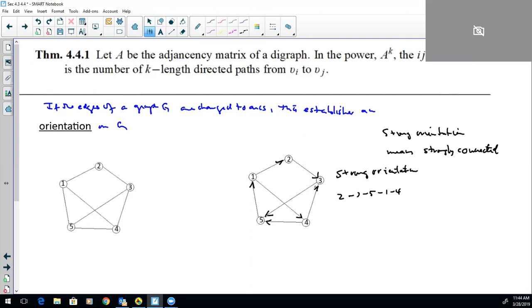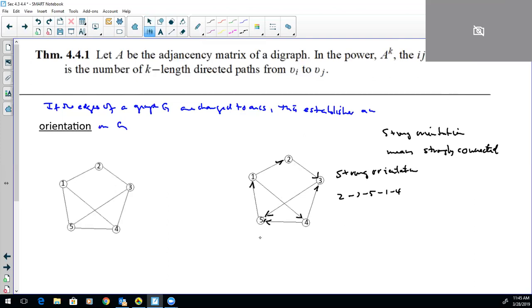So 1's connected to everything. 2 is connected to everything. 2 is connected to 3, obviously. To 4, then we go 2, 3, 5, 1, 4. 2 is connected to 5. 3 to 5. 2 is connected to 1, 2, 3, 5, 1. So you can show that this is a strong orientation. There's a few other things I need to check there.